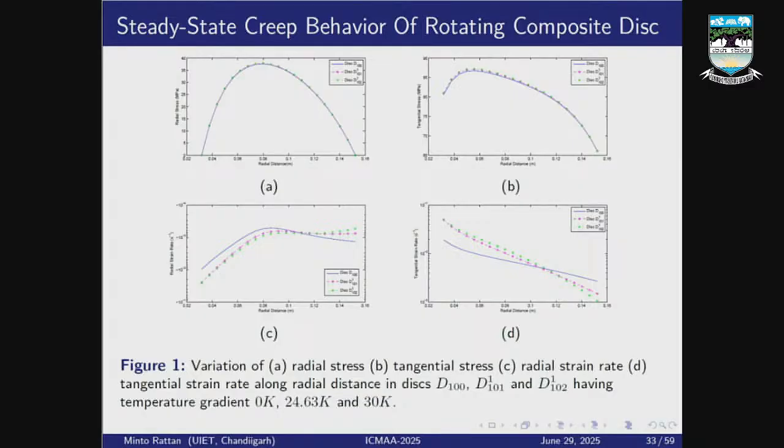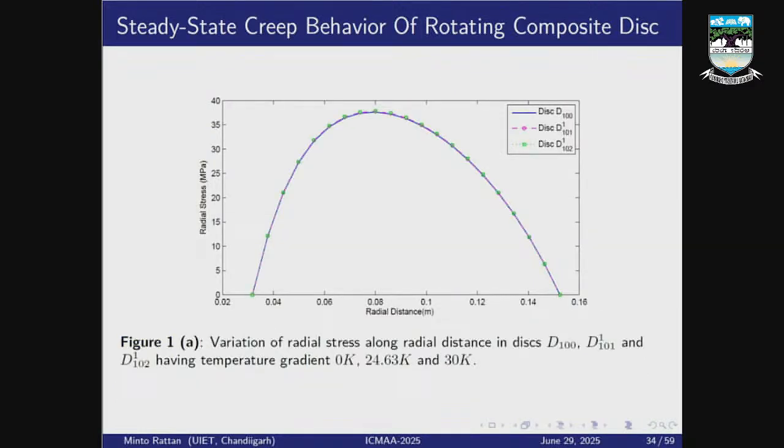The figure shows the variation of radial stress, tangential stress, radial strain rates and tangential strain rates along radial distance in the disk with uniform profile, linear and non-linear profiles having temperature gradients of 0 Kelvin, 24.63 Kelvin and 30 Kelvin. We can see clearly from figure A that as one moves radially outwards from inner radius, the radial stress increases from 0, reaches a maximum value near the middle of the disk and then decreases to 0 towards the outer radii for all the above said disks.